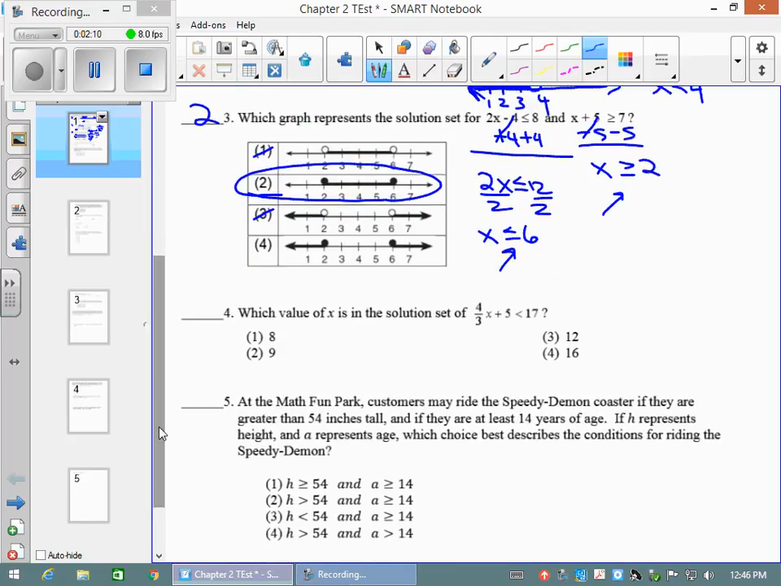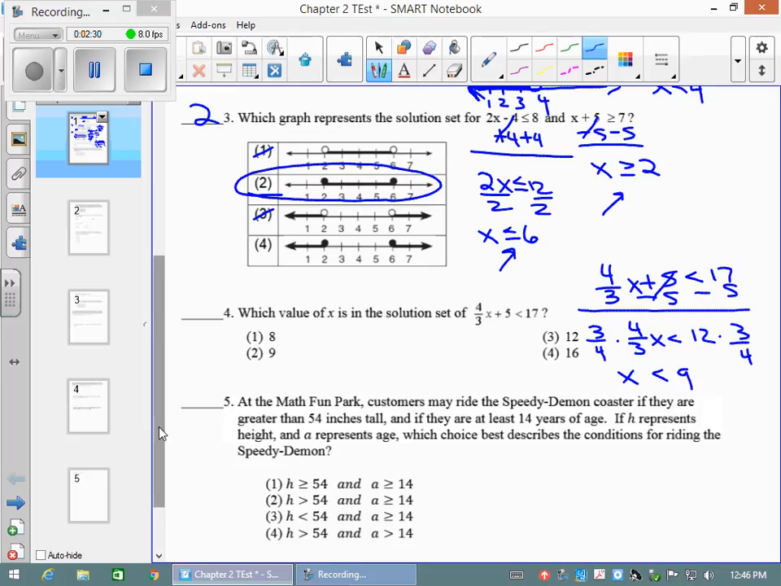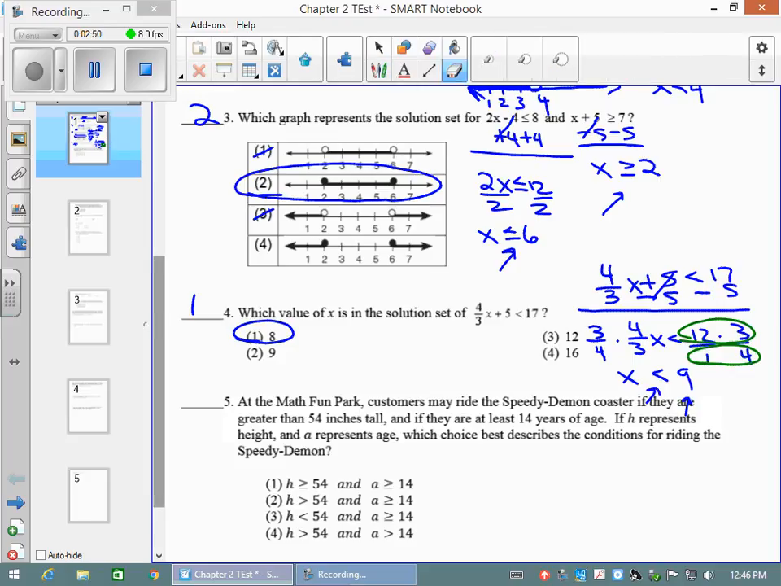Question number 4. I want to solve this inequality. So I'm going to subtract 5 from both sides. So 4/3 x is less than 12. To isolate the x, you want to multiply by the reciprocal of 4/3, which is 3/4. So x is less than, on the top here, 12 times 3, which is 36, and then across the bottom, 4, and 36 divided by 4 is how you would get this number. So the only value of x that's in the solution set is choice 1. Mine is not in the solution set because this is not "or equal to." It has to just be less than 9.